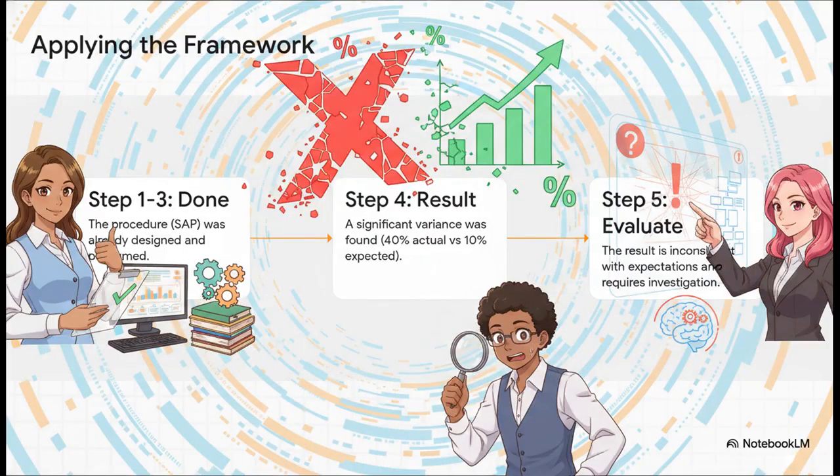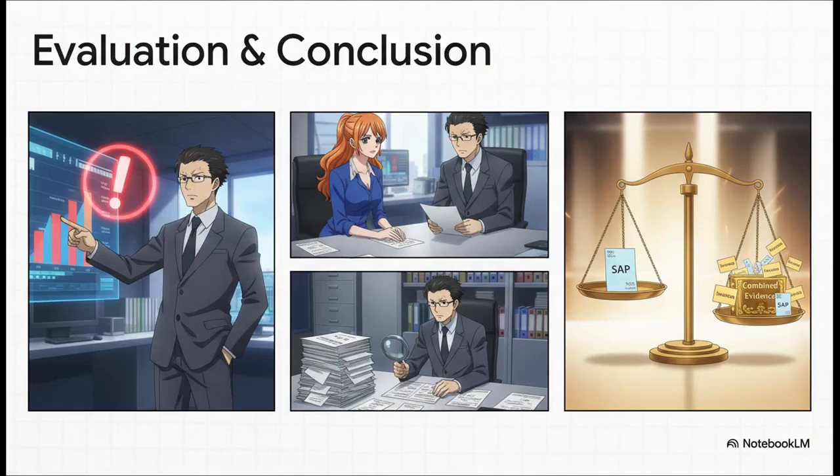So we just plug this right back into our trusty framework. Steps 1 through 4, basically done for us. We have our result, a huge variance. Now we hit step 5, evaluate. And yeah, the first part is easy. You state that the variance is significant and unexpected. But if you stop there, you're going to fail. That's not enough. This is what a real evaluation looks like.